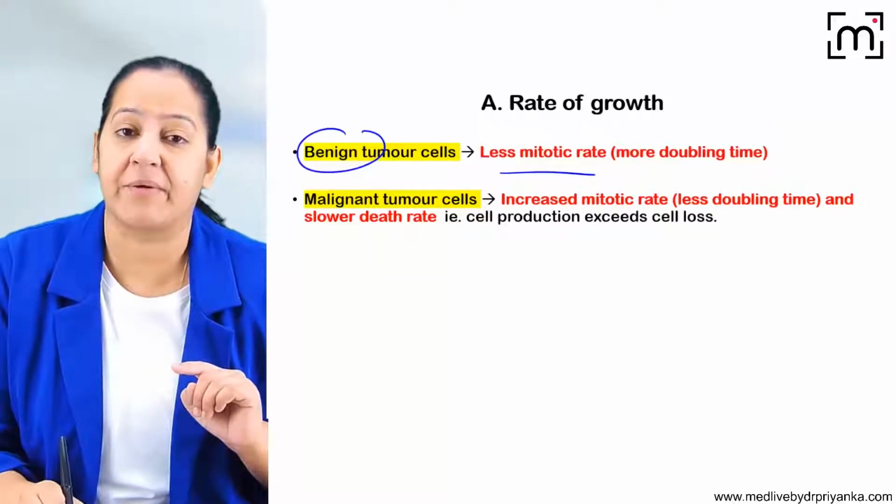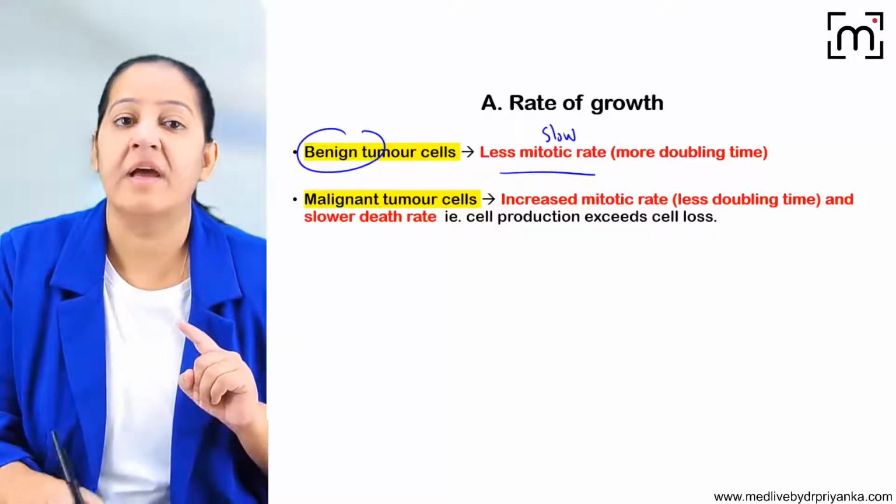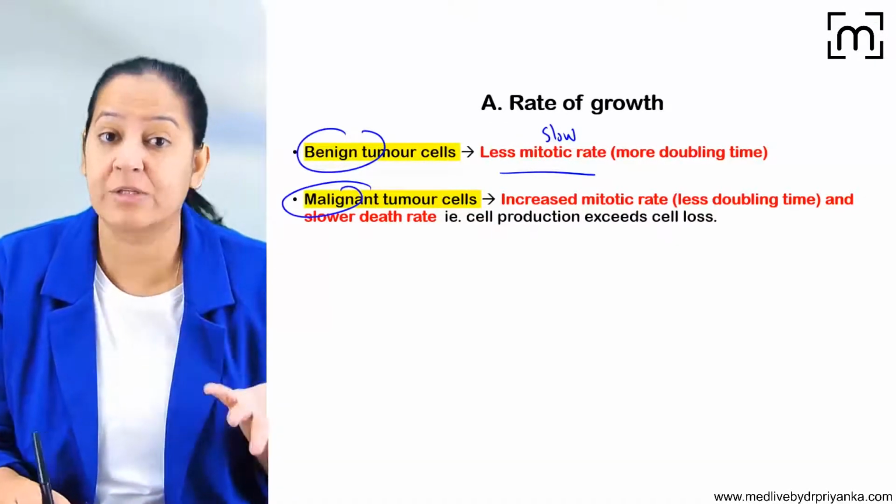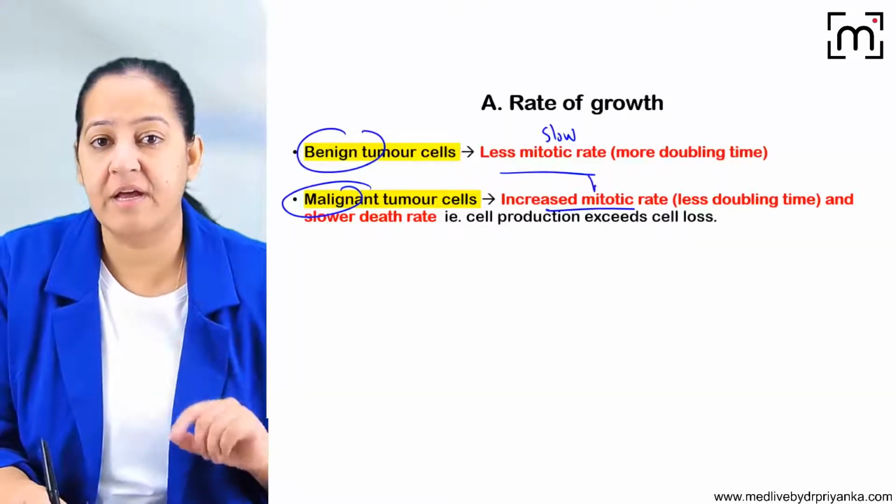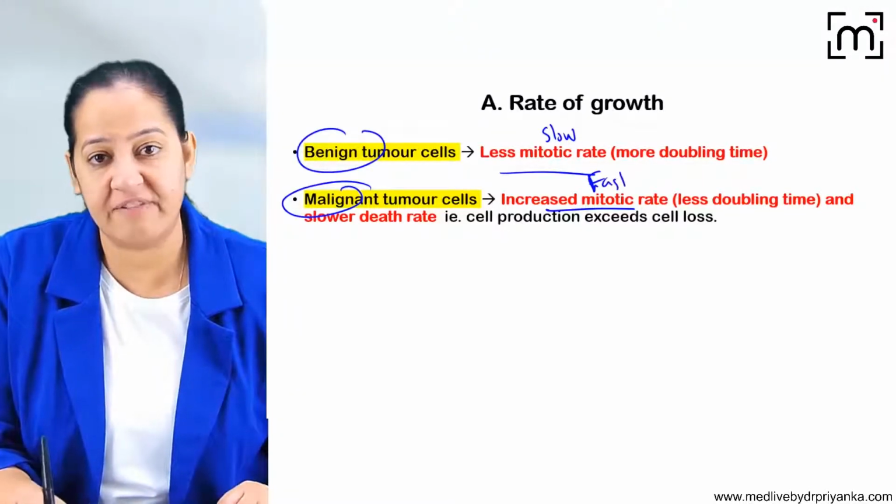Benign tumors are slow growing. They have less mitotic rate. That's why they are very slow growing. And the malignant tumors are very fast growing because they have high mitotic rate. That's why they are very fast growing.